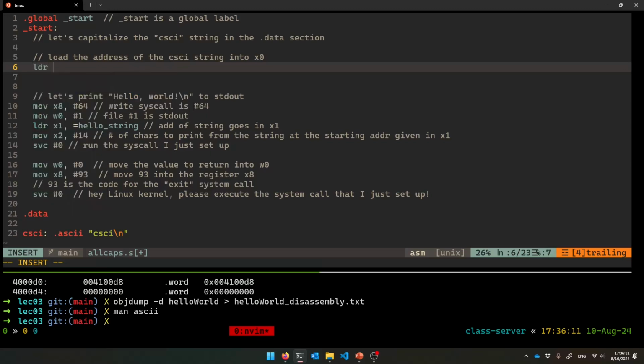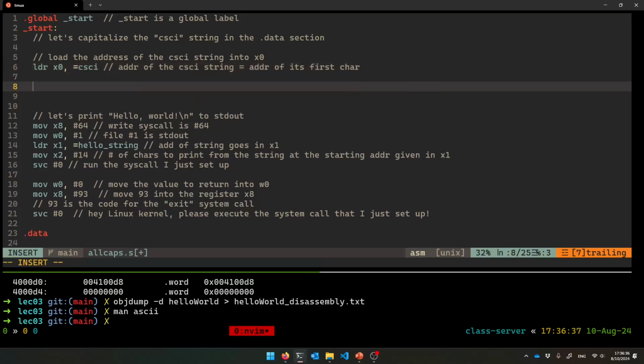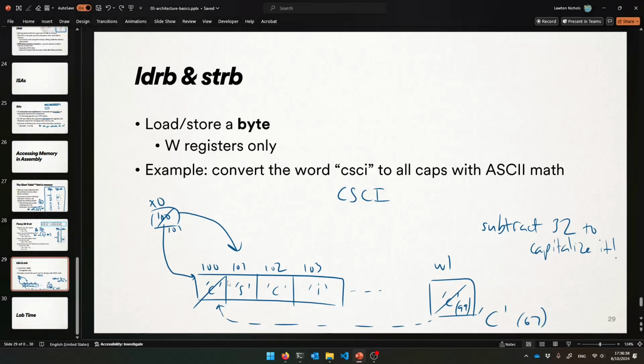And so that's going to be this load instruction. Load x0, equals CSCI. That's like your ampersand in assembly land. So now the address of the CSCI string is loaded into x0, and remember that the address of the CSCI string is the address of its first character. It's the starting address. So we got that going on. And now in x0, that's like address 100, we have that address. Well, let's load from that address and get whatever character was there into W1.